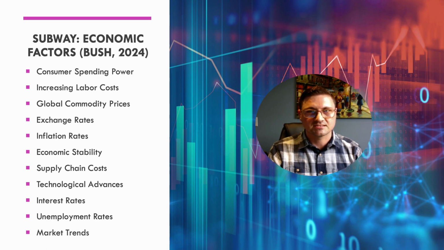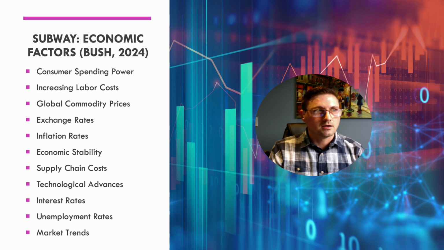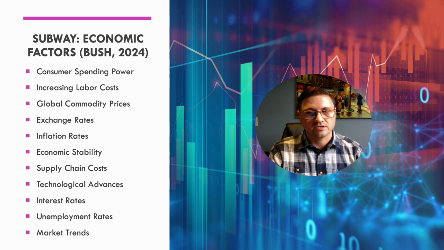Technological advancements, how does that factor into the economic factors? Well, as technology advances, costs can be reduced by creating more efficient production processes through automation. Interest rates, unemployment rates, market trends. So, kind of all of that fun stuff that all of us are all too familiar with right now.